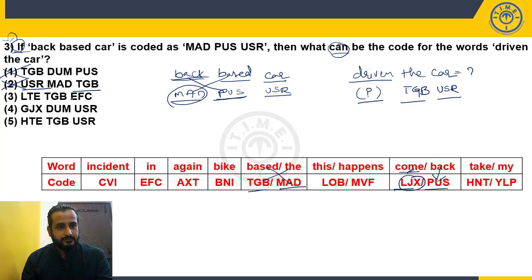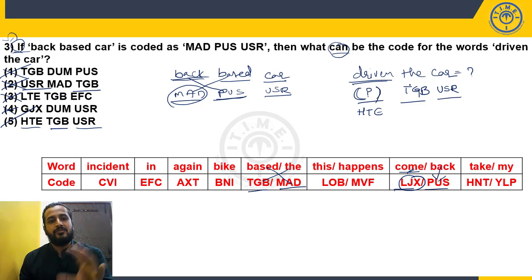TGB, USR. No, it is not in the third option. Fourth option, TGB, USR. No. Fifth option, TGB, USR, S. New code, HTE. Is it available here? No, it is not available here. HNT is there. HTE is not there. So choice 5. So it is HTE, new code, because the word driven is not given among the statements. So we have to take the new one, which is not available.